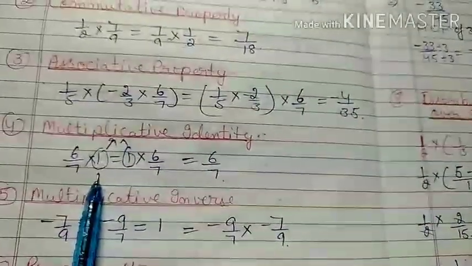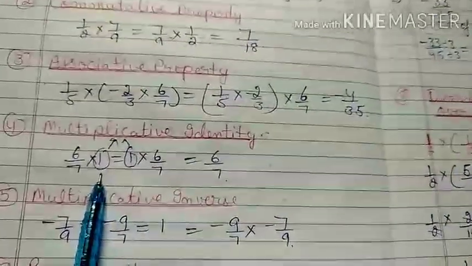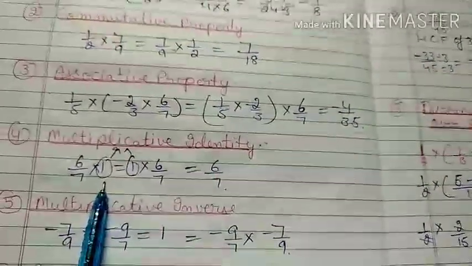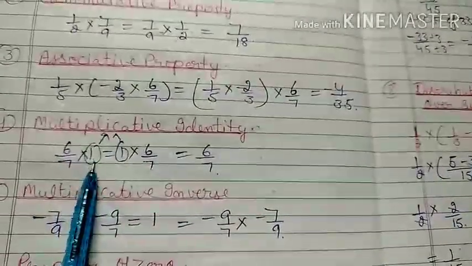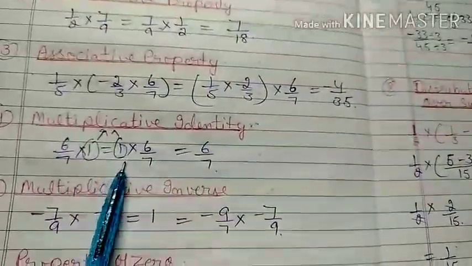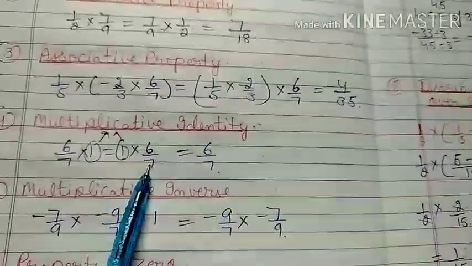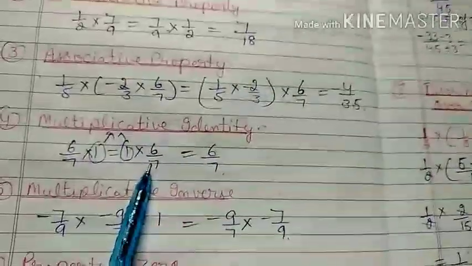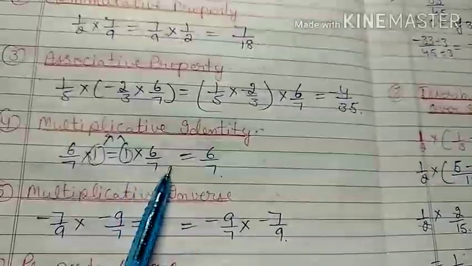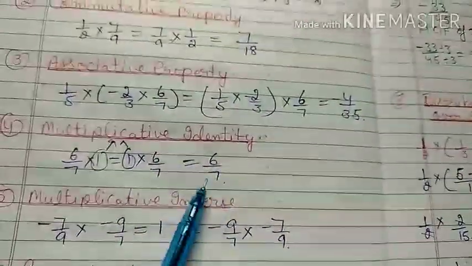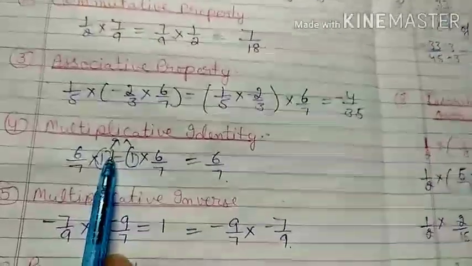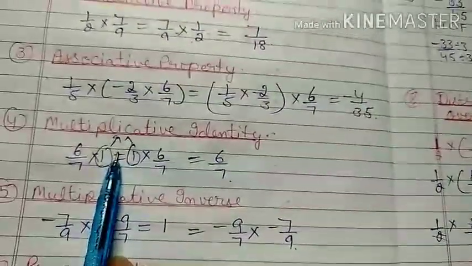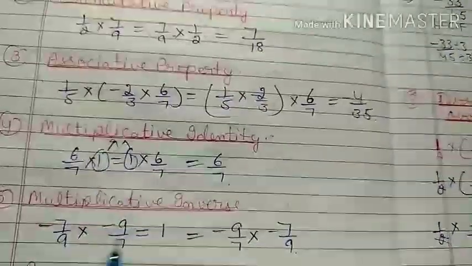Because when you multiply 1 with any rational number in any order, your answer will be the same as the original rational number. Here, if I have a number 6 by 7, I multiply by 1, or I keep 1 in the first position or the rational number in the second position, it doesn't matter in which order you multiply, your answer is the same as the original rational number. So this one is considered your multiplicative identity. One is called the multiplicative identity for rational numbers.